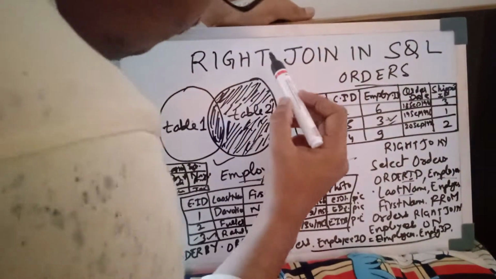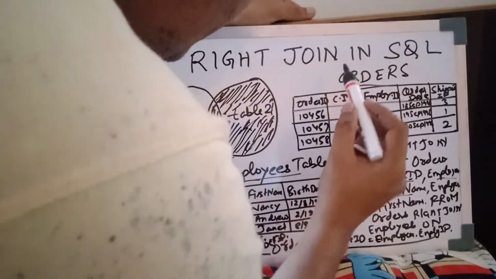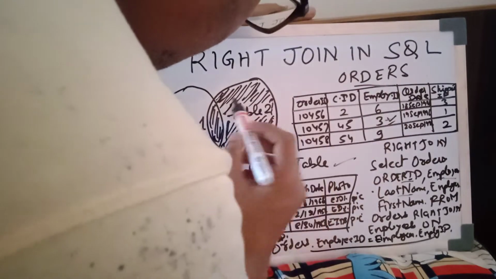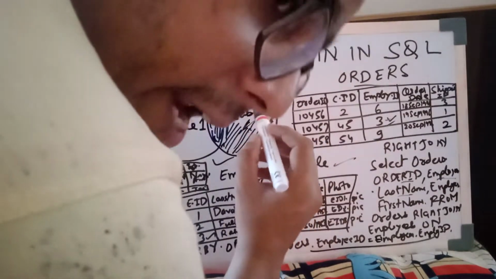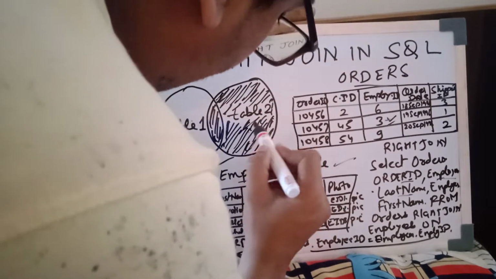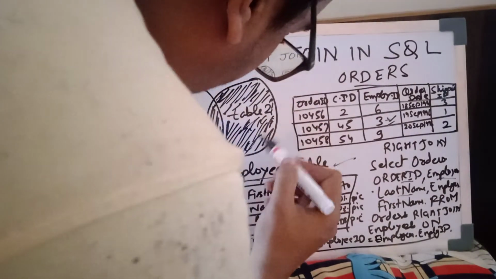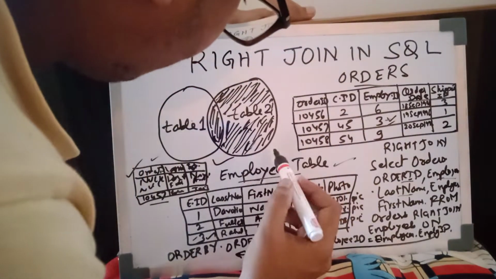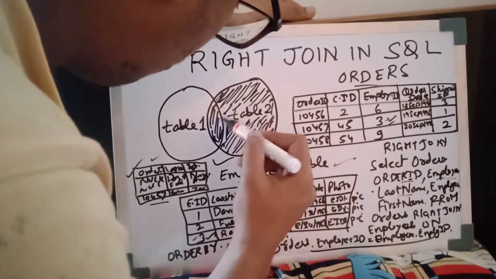So in this video we would like to explain to you about the right join in SQL. Right join in SQL: if you consider these two tables, namely table 2 and table 1, and apply right join in SQL, it will select all the columns from table 2 and the corresponding matching records from table 1. So the area which is highlighted in dark would be selected if you apply right join, or right outer join, on table 2 and table 1.